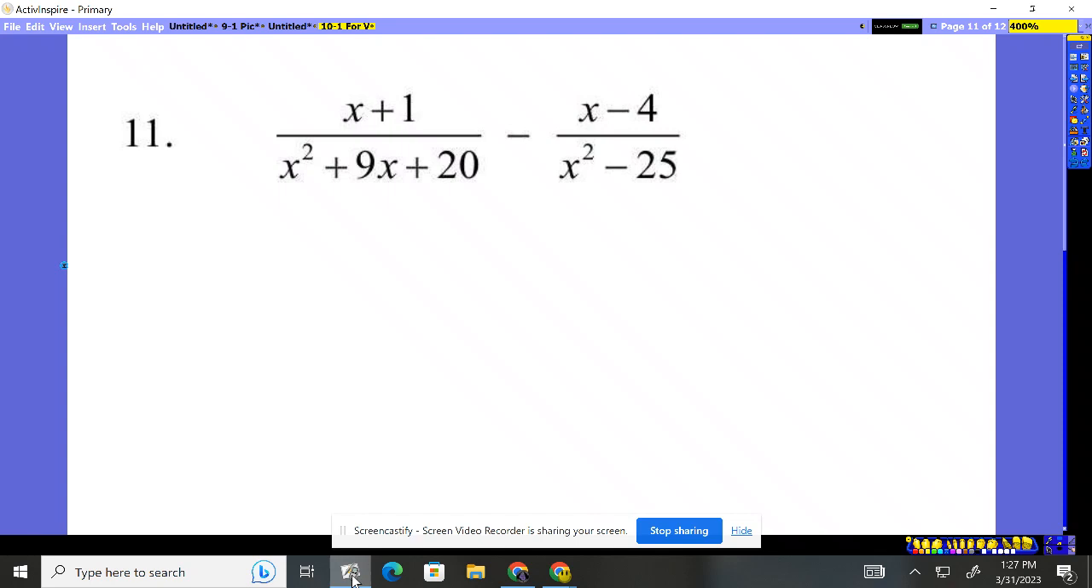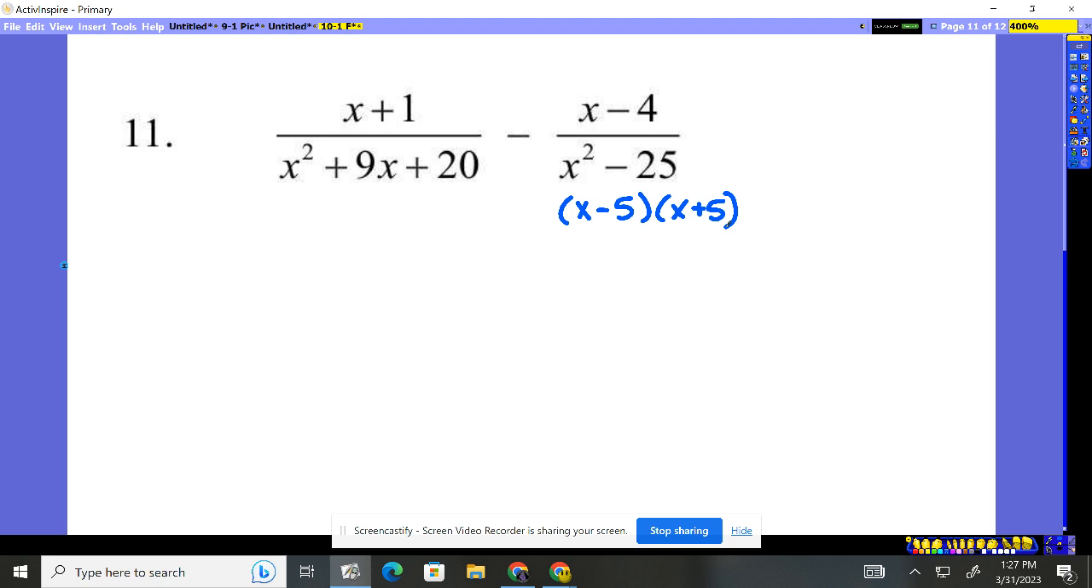Number 11, we actually gotta subtract these. So this is gonna be a really interesting problem. So the first thing I look at the bottom, I'm like, hey, I gotta get a common denominator. I see this x squared minus 25, that's simply an x minus 5, x plus 5. That's all that is, difference of squares.